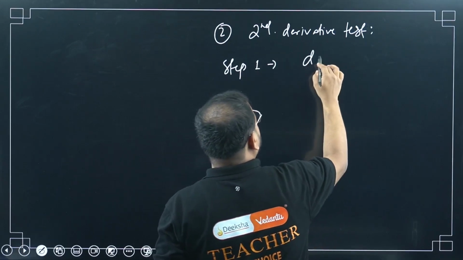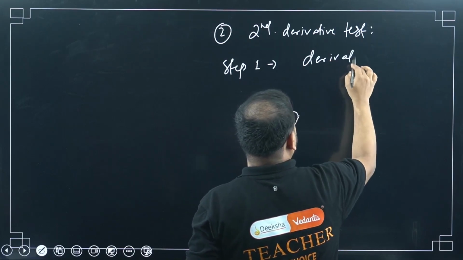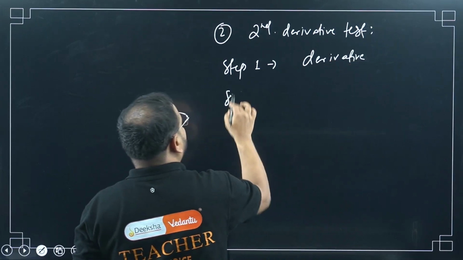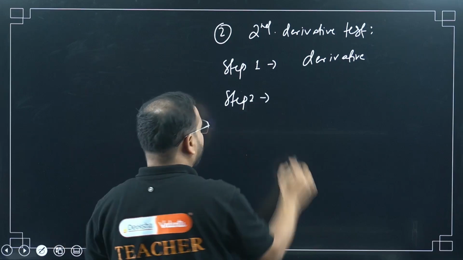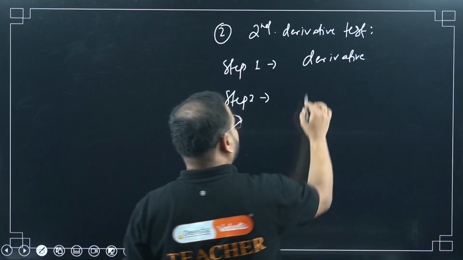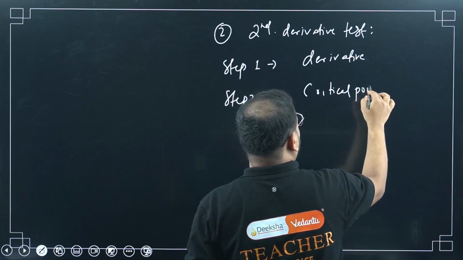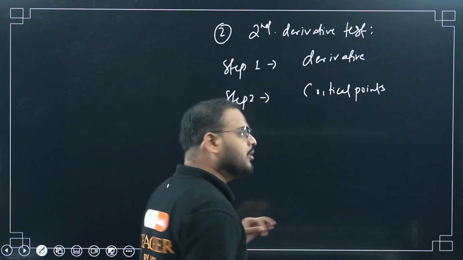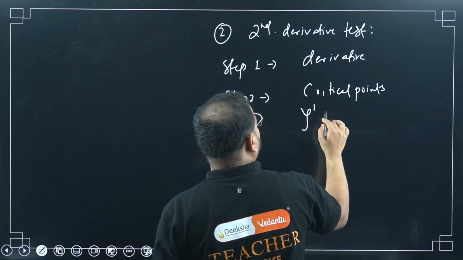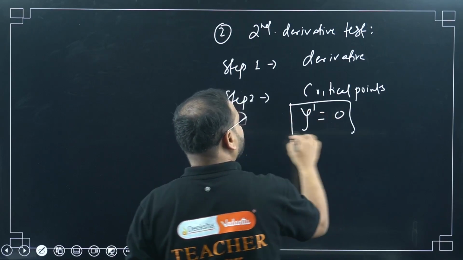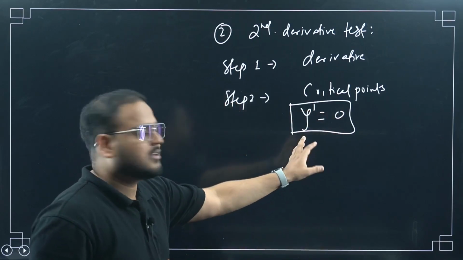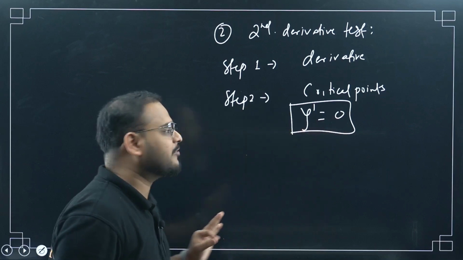Find the derivative. Step 2 is finding the critical points. How do you find critical points? Put y dash equals 0. Find all the x values where this value becomes 0. So you can find the critical points from there.